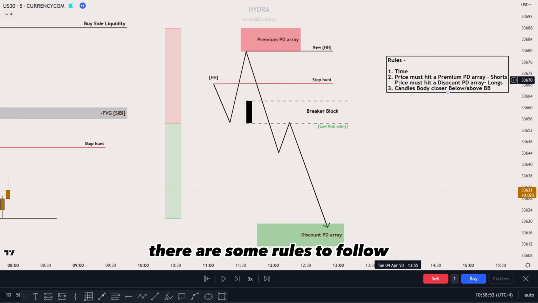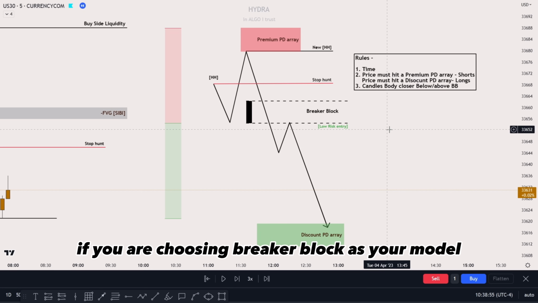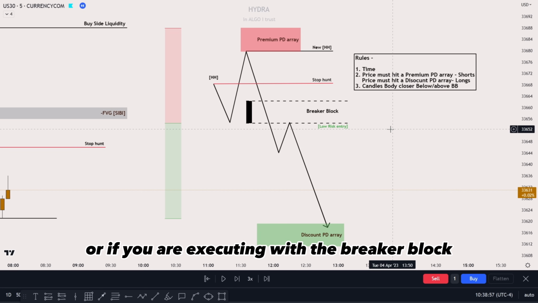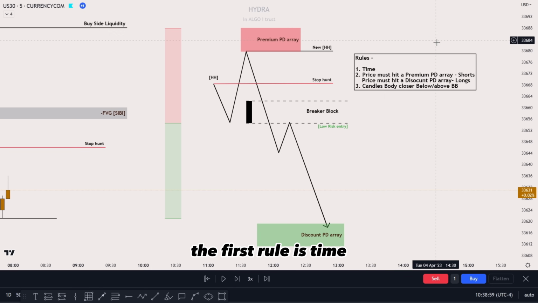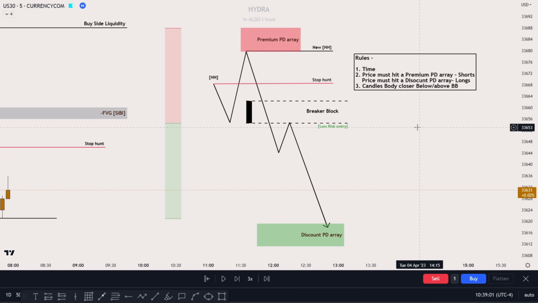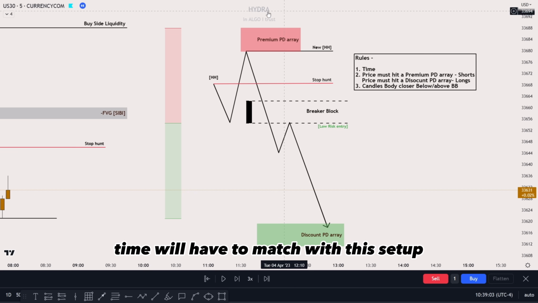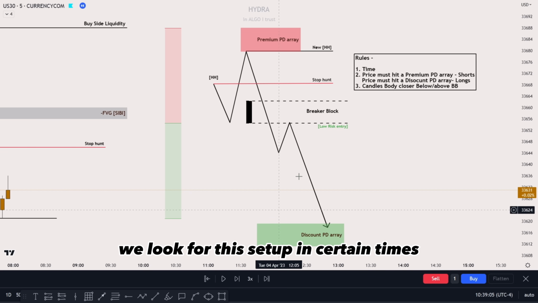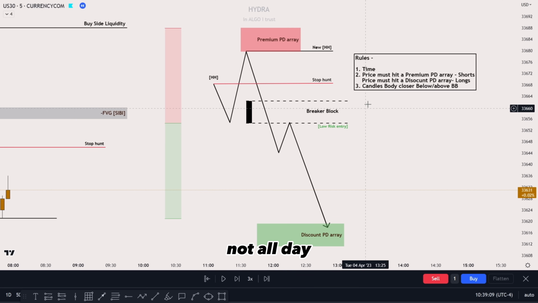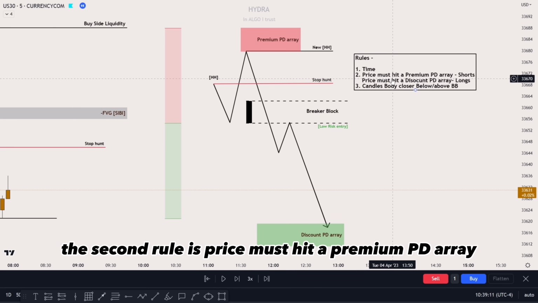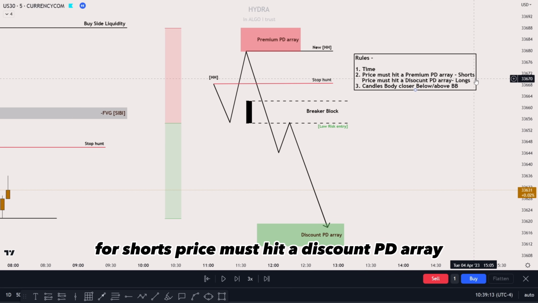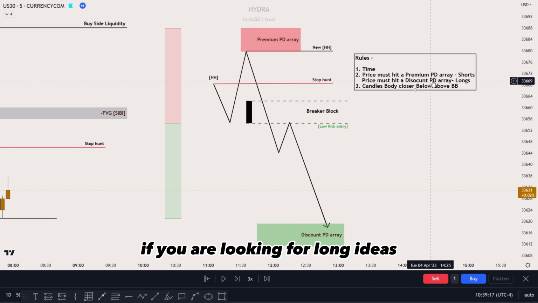There are some rules to follow if you are choosing breaker block as your model or if you are executing with a breaker block. The first rule is time. Time will have to match with this setup. We look for this setup in certain times, not every day, not all day. The second rule is price must hit a premium PDRA for shorts. Price must hit a discount PDRA if you are looking for long ideas.